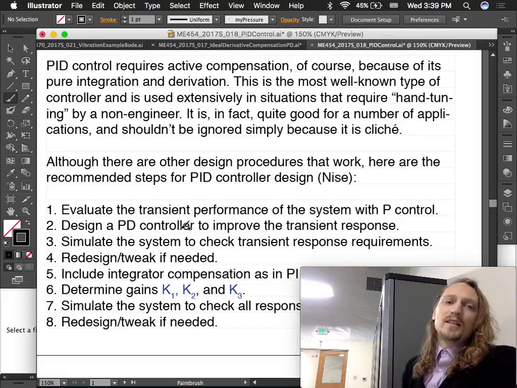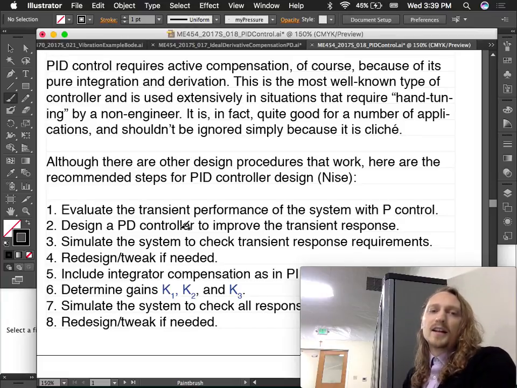Okay, so there's that. Design a PD controller to improve the transient response. So let's go through those steps that we've learned. Then simulate the system to check the transient response requirements. Same step as before. Nothing's new as far as designing a PD controller. And redesign and tweak if needed.